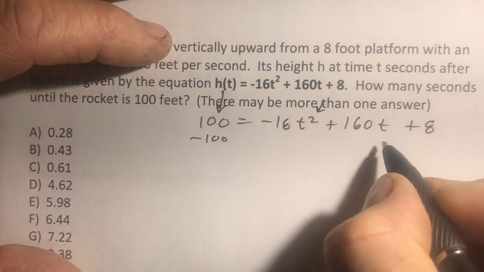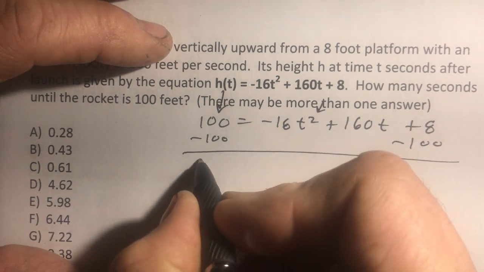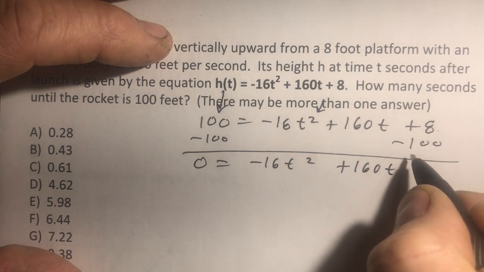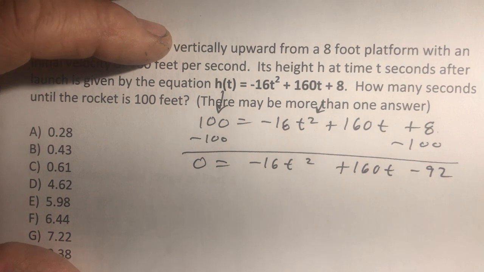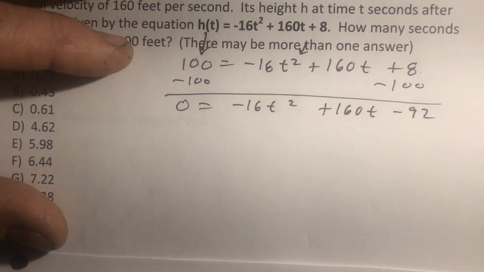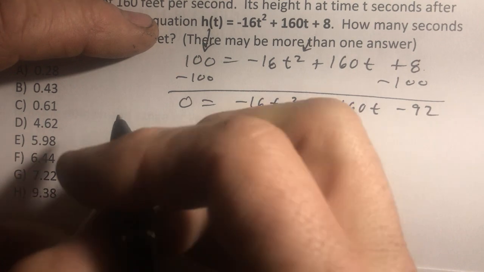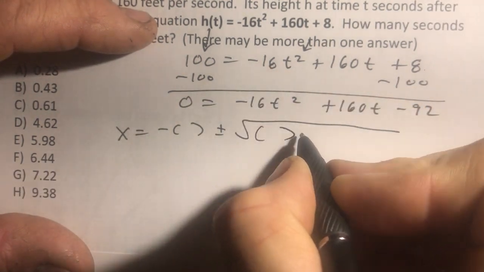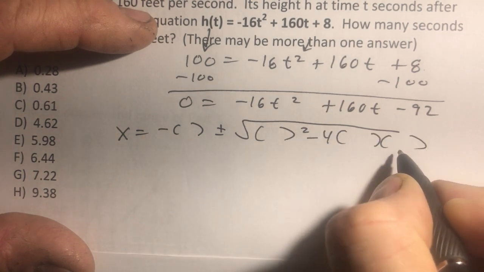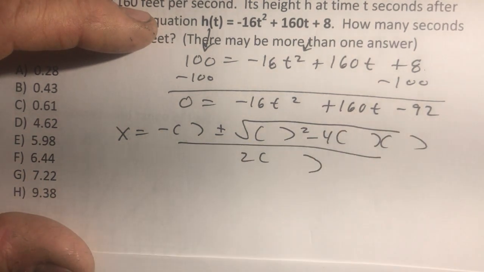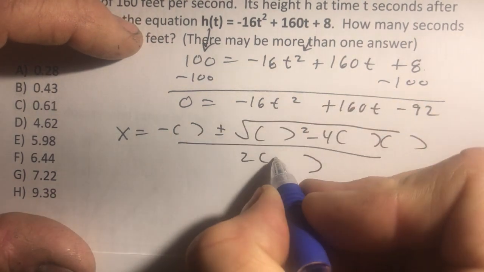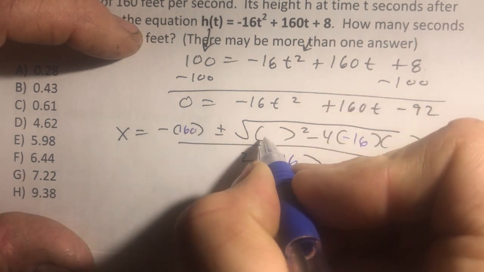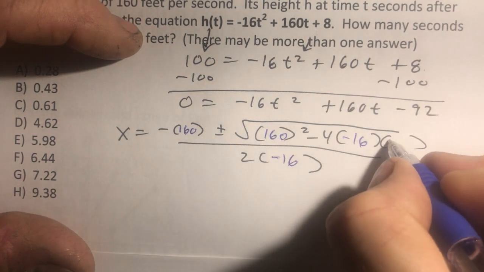I need a minus 100 on both sides, which means I get 0 equals negative 16t squared plus 160t, and then 8 minus 100 is negative 92. And so I'm going to use these numbers in the quadratic formula. Okay, so here you go. X equals negative b plus or minus the square root of b squared minus 4ac, all over 2a. My a is negative 16, so it goes here and here. My b is 160, so it goes there and there. And my c is negative 92.